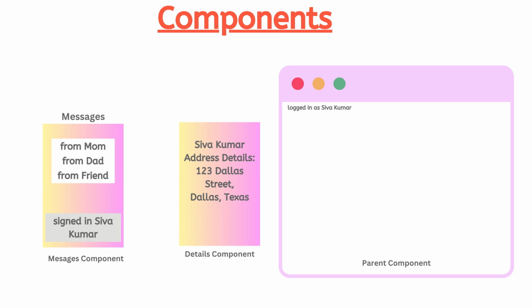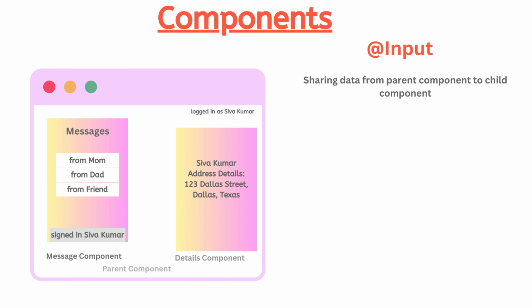So in Angular, a component can have child components, and a component can be completely independent. And one more thing is that components can share data between them, whether it is parent to child, child to parent, or independent components. There are 4 different ways to share data between components. The first one is @Input. Basically, @Input shares data from the parent to the child.